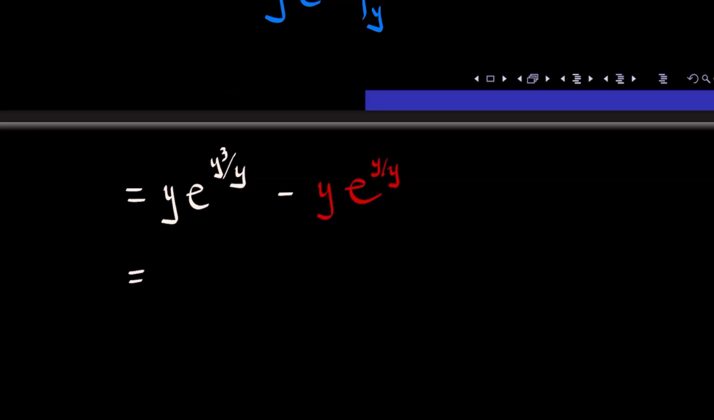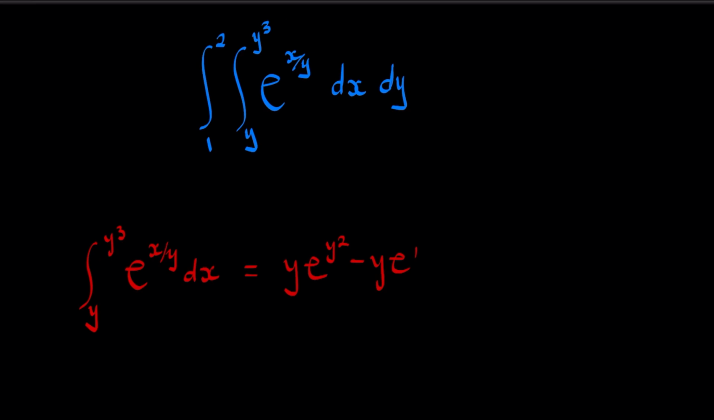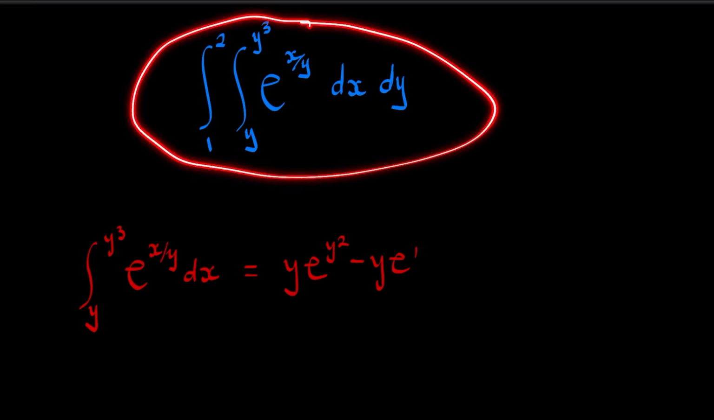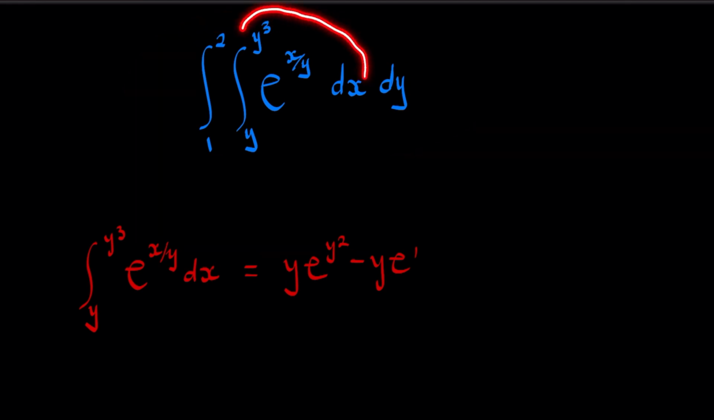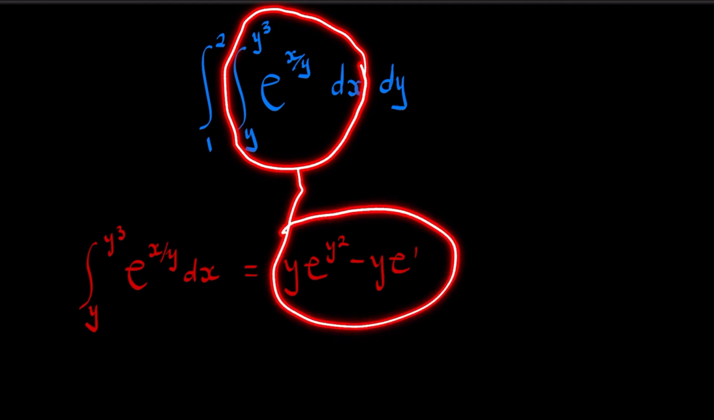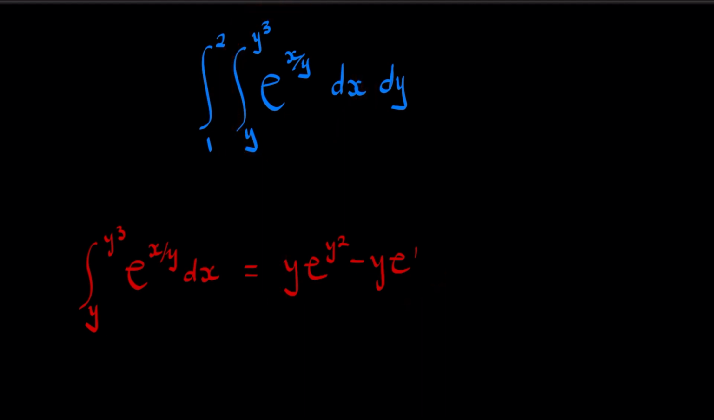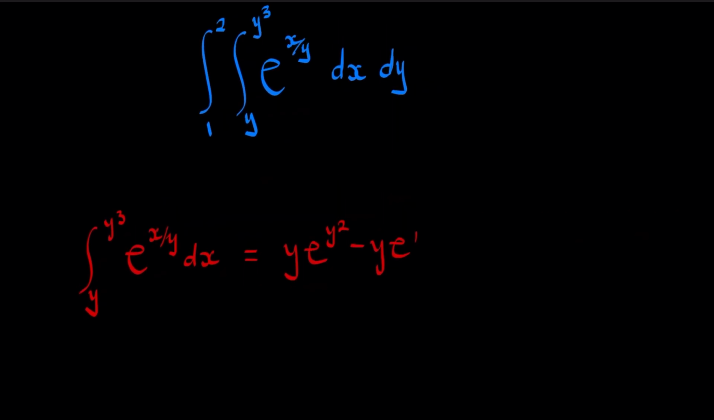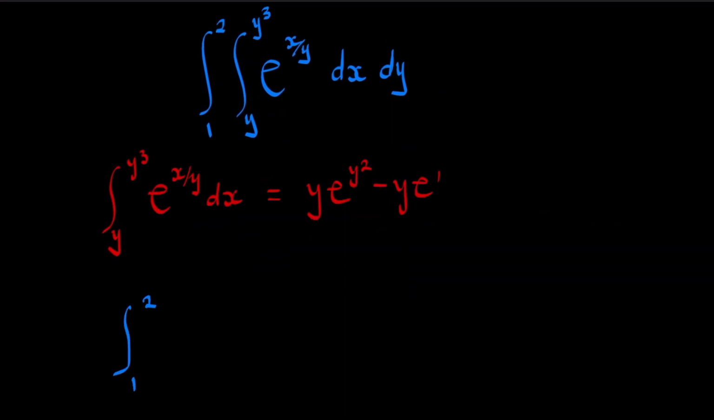Now let's simplify this further. Simplifying this gives y times e to the y squared minus y times e to the 1. Here, our main goal is to integrate this guy given below, but the inner integral is given as what we have in here. So we now substitute this back into the original question. So we are going to have the integral from 1 to 2 of y e to the y squared minus y e to the 1 dy.